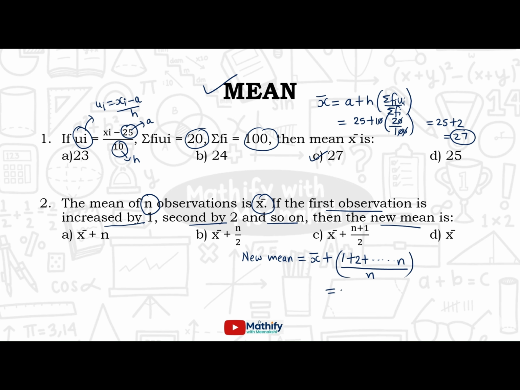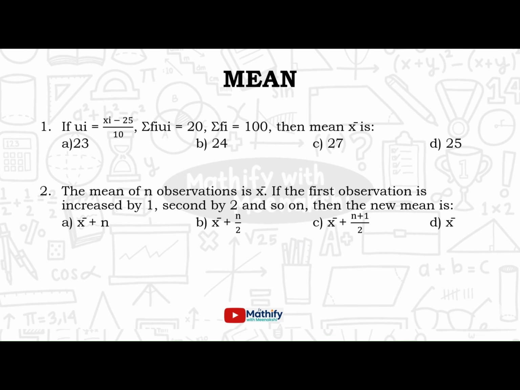This is our new mean, that means x bar plus, now we know the sum of first n natural numbers, that is n into (n plus 1) by 2, divided by n. We can cut n and n. So we are left with x bar plus (n plus 1) by 2. That means C option. Let's move to next question.